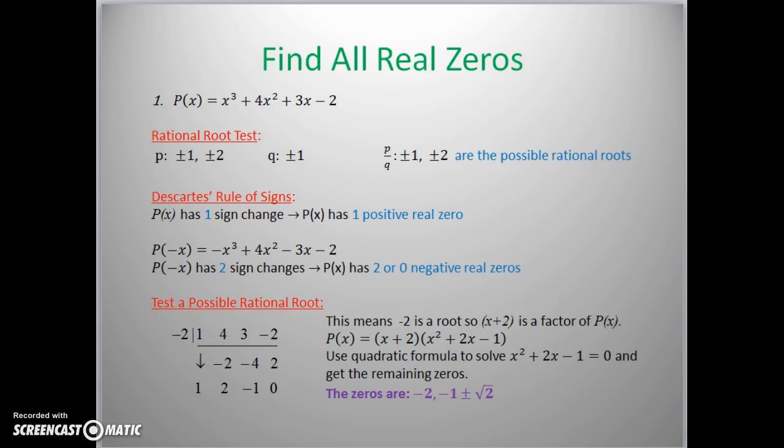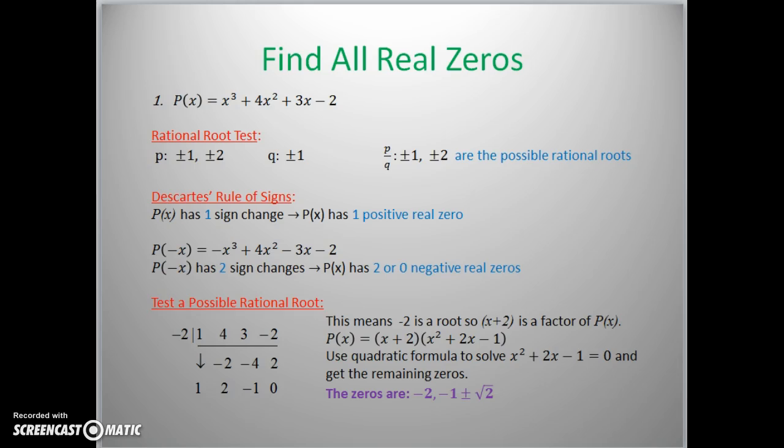Alright, so the next thing for us to do is to test a possible rational root. So you're going to go to your list of p's over q's, think about what Descartes' rule of signs tells you, and pick one of these roots and test it. Now you can test it using synthetic division, as I did here, or you can of course test it by just plugging it into the function and seeing if you get 0. I like to use synthetic division because I think it's a little faster.